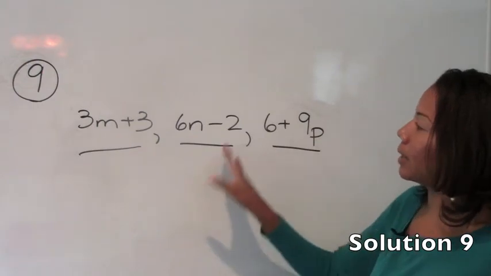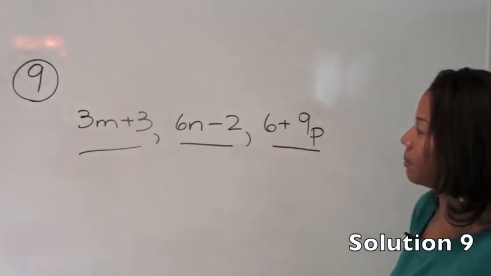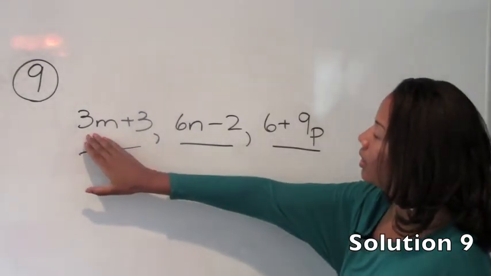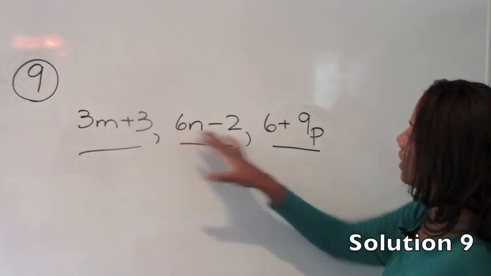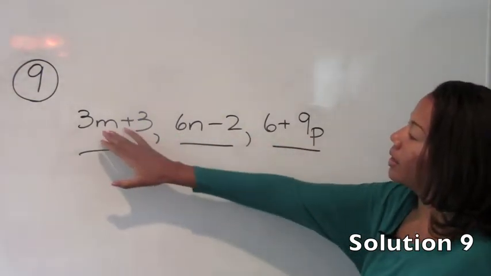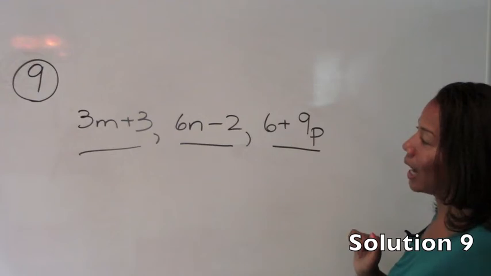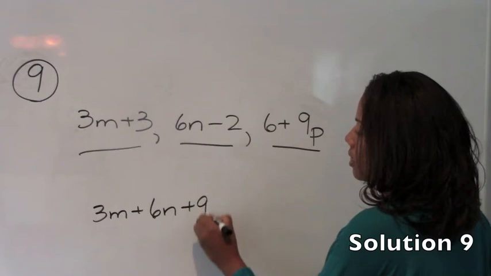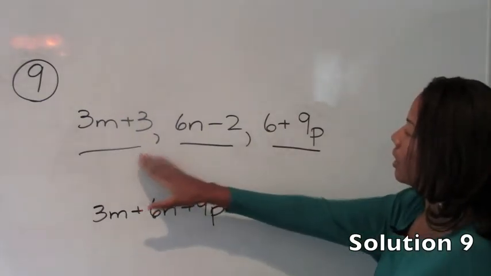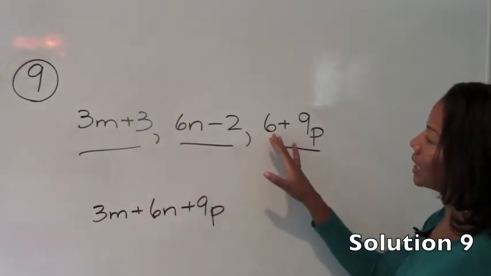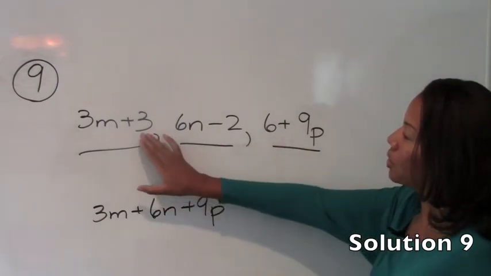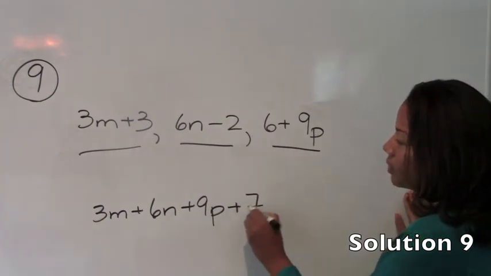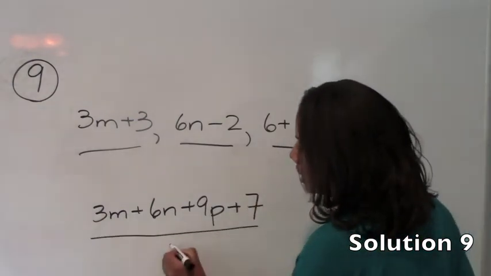So when you add these terms up, you need to make sure to combine like terms and then simply divide by 3. So we have one term with m in it, one term with n, and one term with p. So the 3m, 6n, and 9p cannot be combined, so we'll just put those down there. Then we have a +3, a -2, and a +6. So those numbers can be combined. So 3 minus 2 is 1, plus 6 gives us 7. And then we're going to go through and divide this by 3.